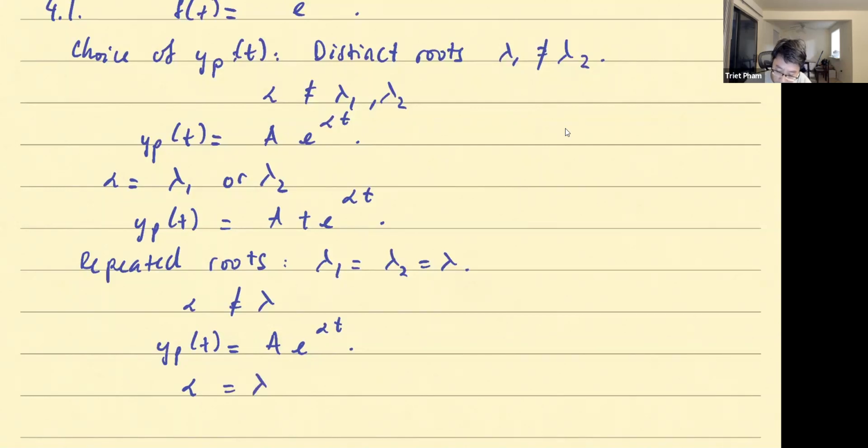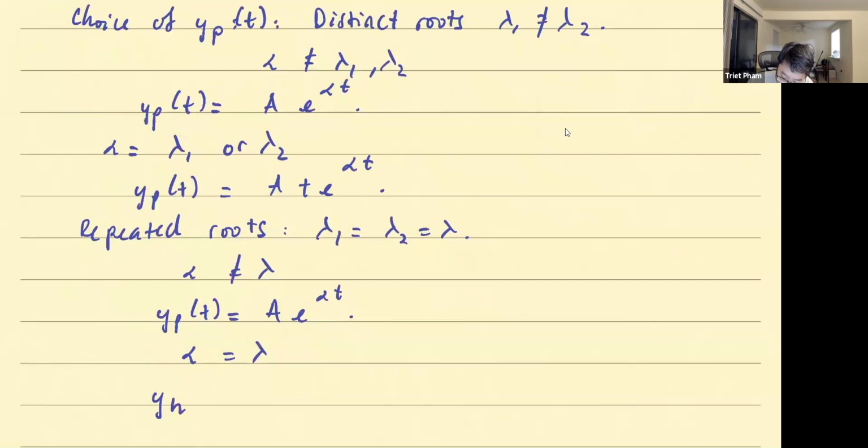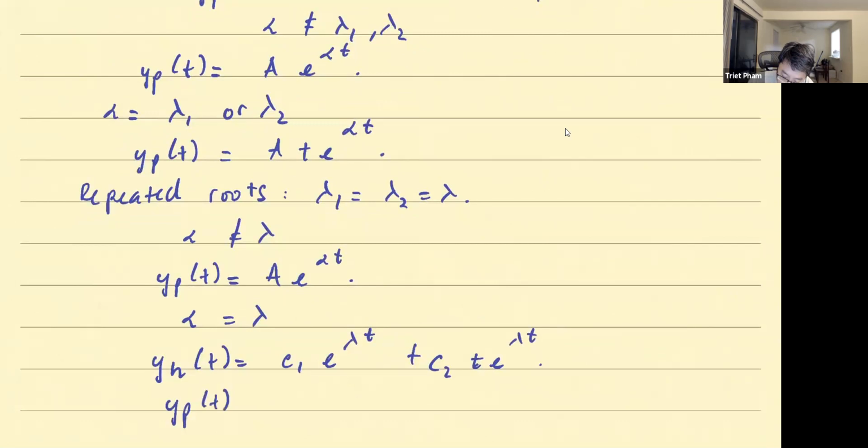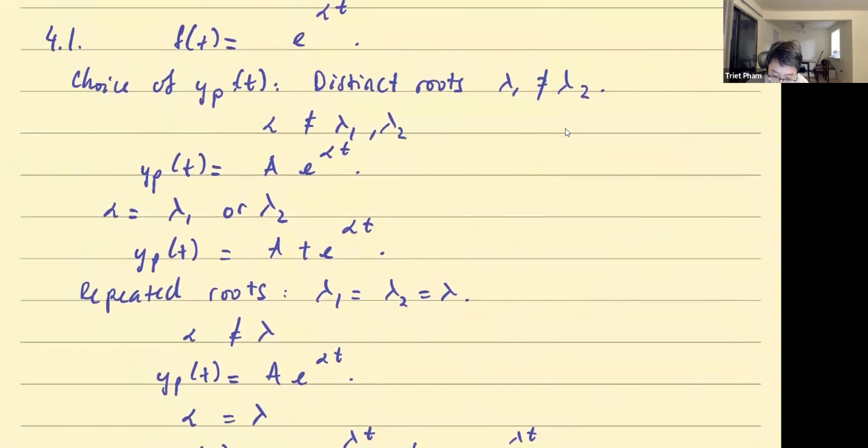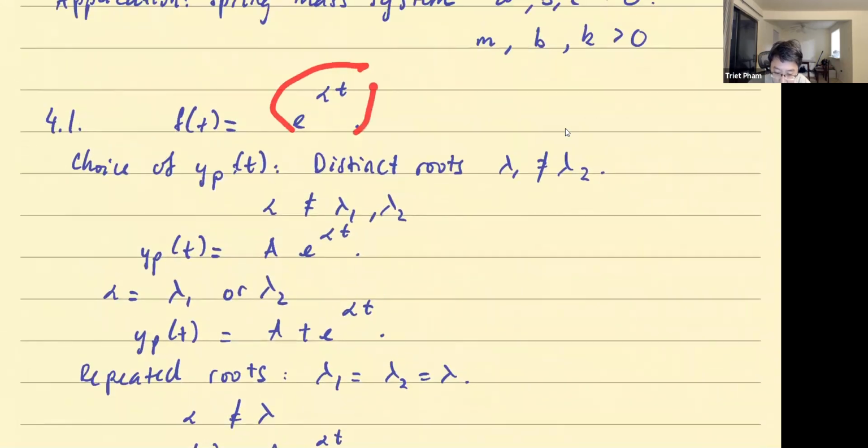then because the roots are repeated, the homogeneous solution is c1 e to lambda t plus c2 t e to lambda t. That's the homogeneous solution. Then your yp, in this case, if alpha is equal to lambda, must be a constant times t squared e to lambda t, to begin with. This covers pretty much all scenarios you can see when the forcing function is e to alpha t.